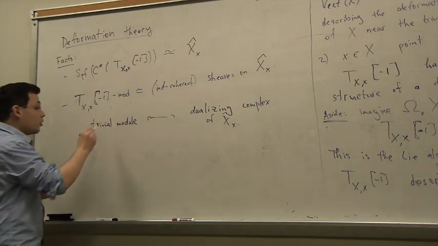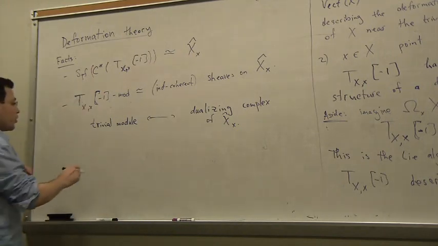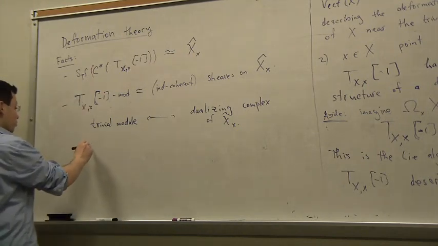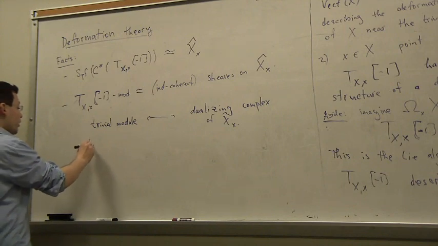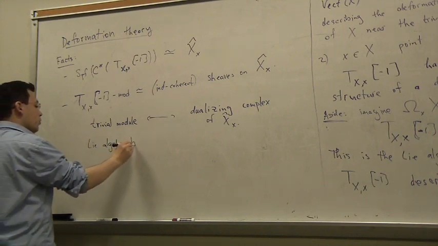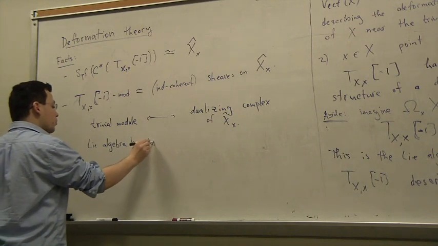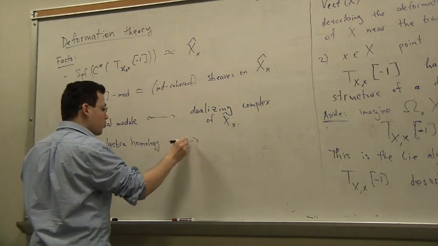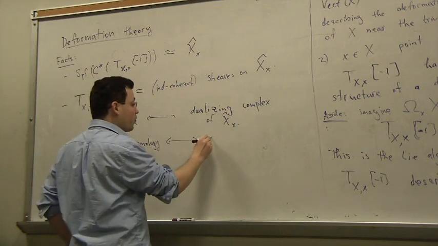This is some sort of a slight modification of this. So this corresponds to the dualizing complex. And the other important point I wanted to make is that the Lie algebra homology corresponds to sheaf homology.